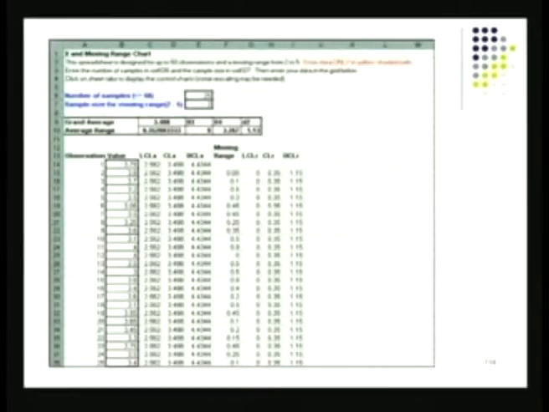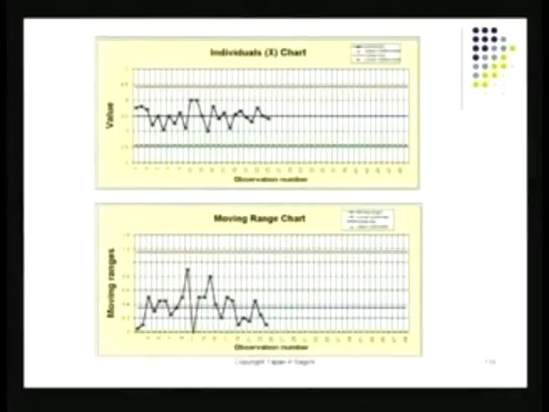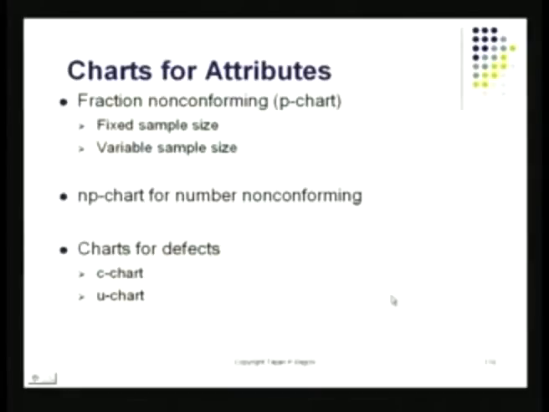I can do the same thing using my X chart, the individual chart, or the moving range chart. Whatever I do with my XBAR chart and the range chart, I'll have the same thing done here. No problems, no issues there at all. So I have my individual chart and also the moving range chart. And the moving range chart will give me the signal just like I get my signal from a range chart. No real problem there.